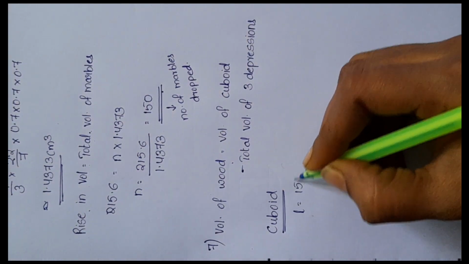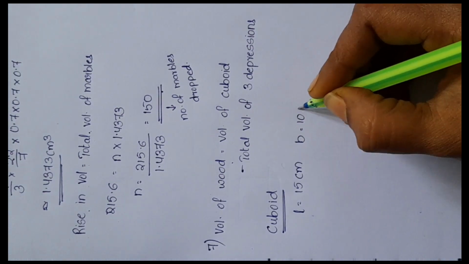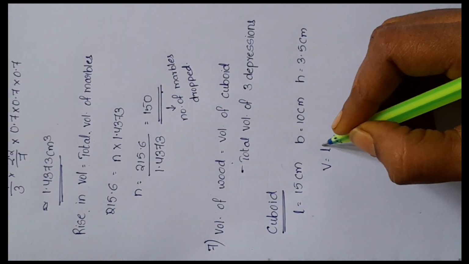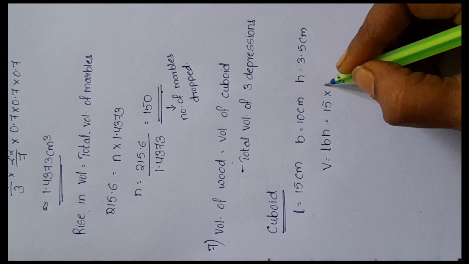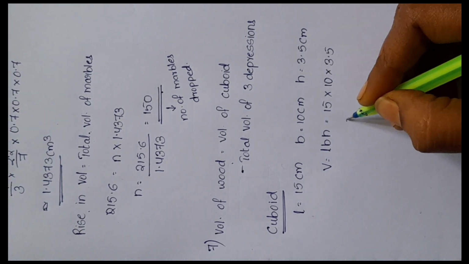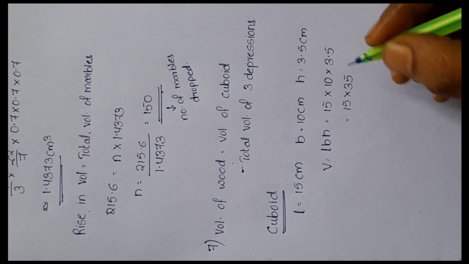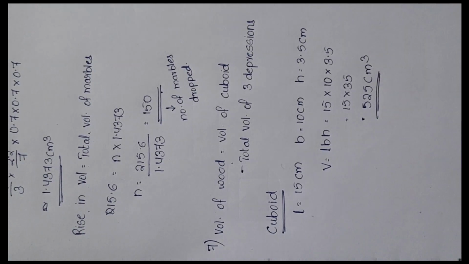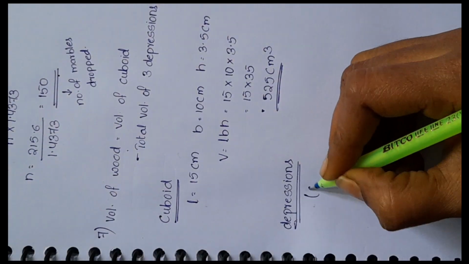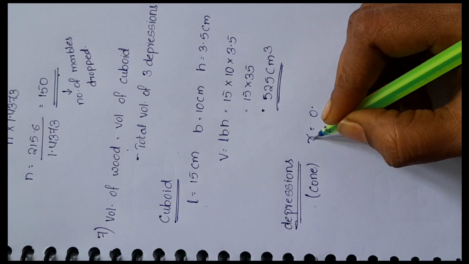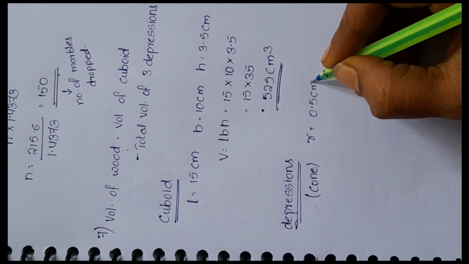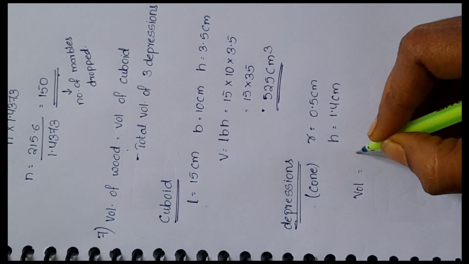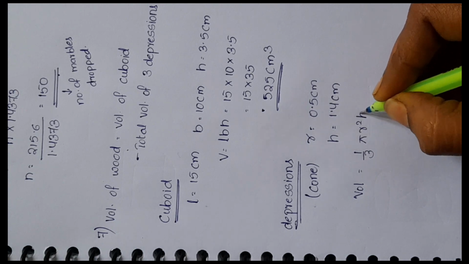The length is given as 15 centimeters, breadth is given as 10 centimeters and height is given as 3.5 centimeters. The volume of the cuboid formula is length into breadth into height, that is 15 into 10 into 3.5, which becomes 15 into 35. The volume of the cuboid is 525 centimeter cube. Now let us consider the depressions. The depressions are in the form of a cone. Now the radius of the depression r is given as 0.5 centimeters and the height is given as 1.4 centimeters. Now the volume formula is 1 by 3 pi r square h.